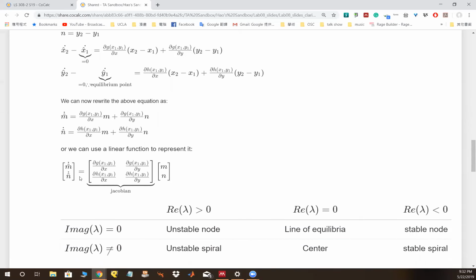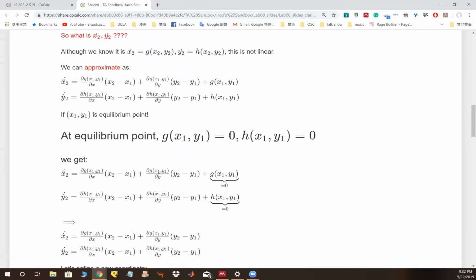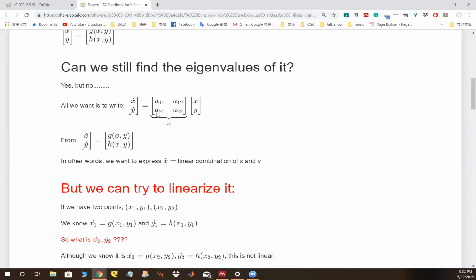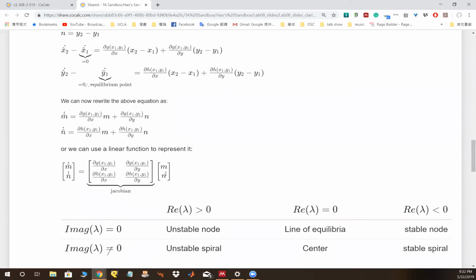And what does this tell us? Can you still remember? If you test the eigenvalue of this matrix, we call this matrix the Jacobian. If the eigenvalues of this Jacobian matrix have real part less than 0, then, as in the previous statement, if the eigenvalue is less than 0, all the x and y will just go to 0. So if the Jacobian matrix eigenvalues have real part less than 0, all the m and n will just go to 0.